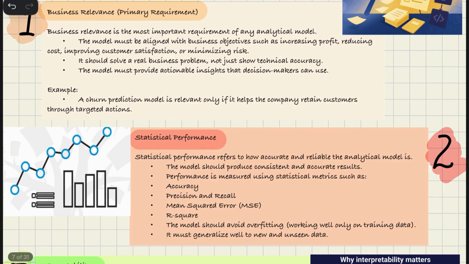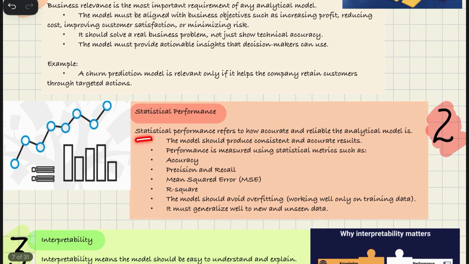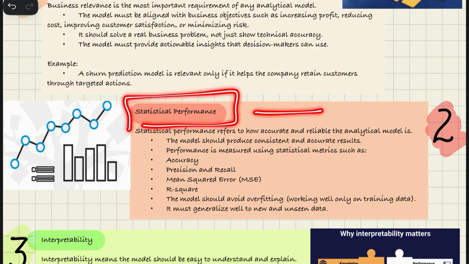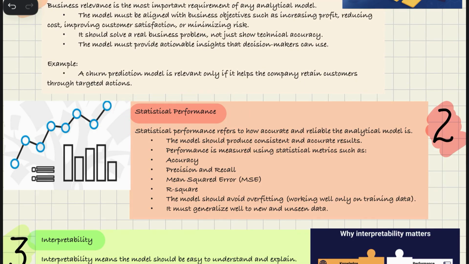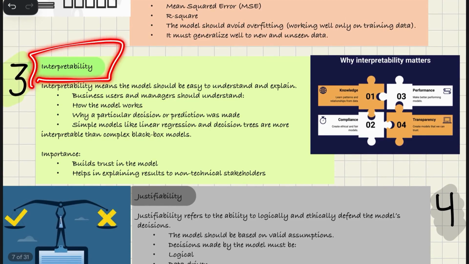Second, we have statistical performance. Statistical performance refers to how accurate and reliable your analytical model is. Our analytical model must be highly accurate. It should avoid overfitting, that means working well on training data but failing on new data. So that should be avoided. Statistical performance is measured using metrics like accuracy, precision, recall. These are the metrics we use to see if our model is actually accurate or not.